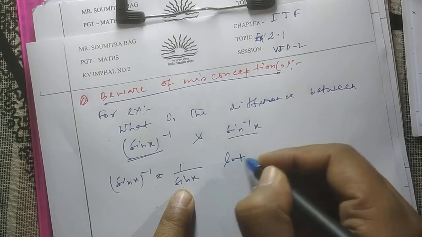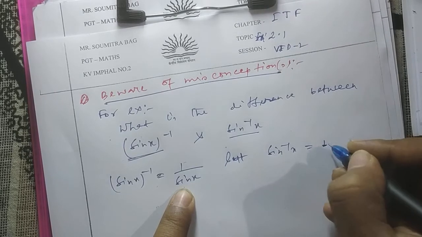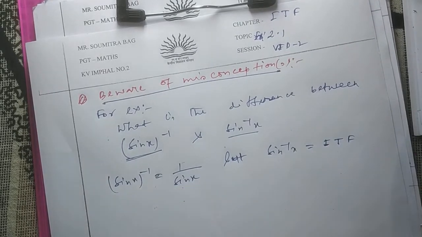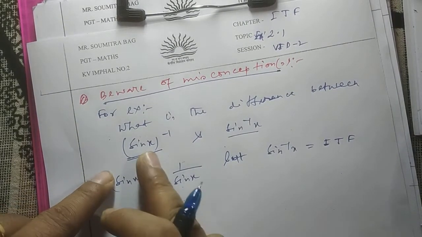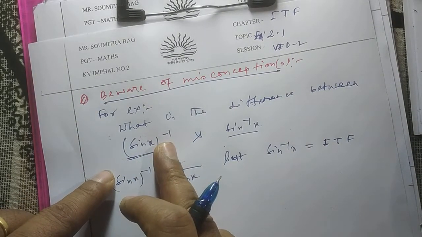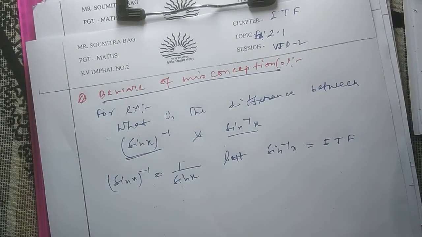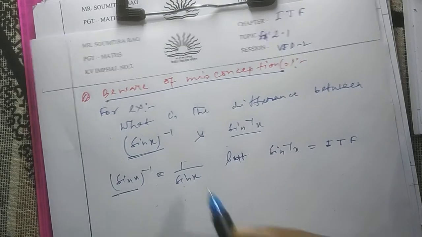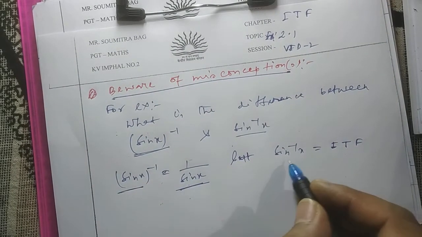But sin inverse x is an ITF, meaning an inverse trigonometric function. So please don't be confused between (sin x) whole power minus 1 and sin inverse x. They are not the same at all. (Sin x) whole power minus 1 means simply 1 by sin x. It is a new trigonometric ratio, correct? But this one is an ITF.